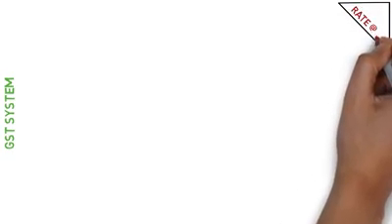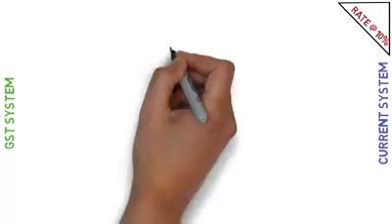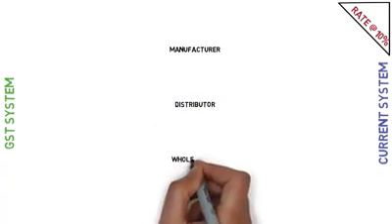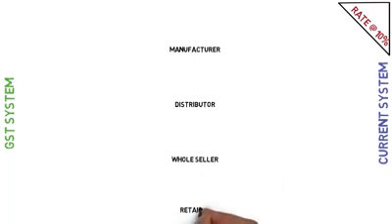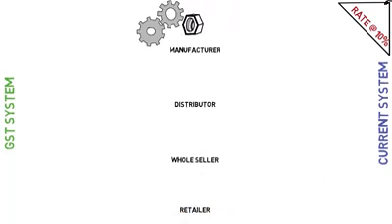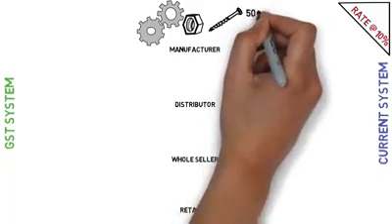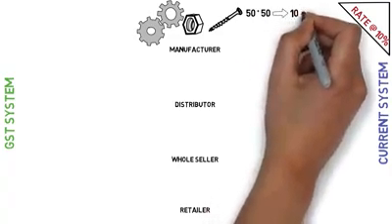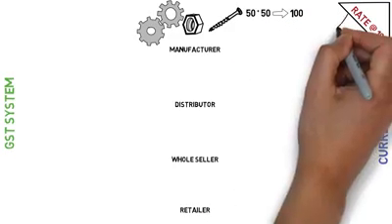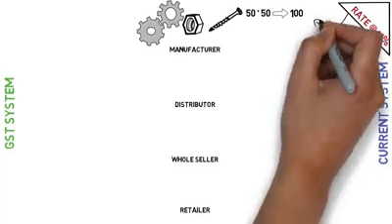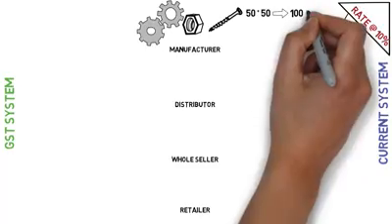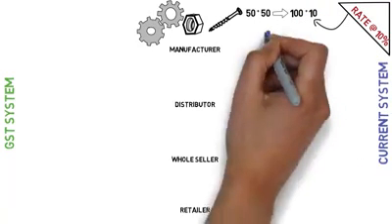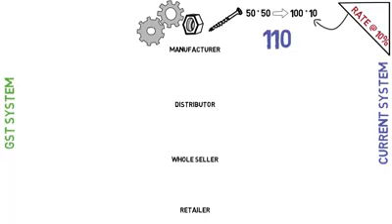Consider a simplified tax rate of 10% at each level. There are generally 4 levels: manufacturer, distributor, wholesaler and retailer. The manufacturer buys raw material, let's say of rupees 50, and manufactures the product, which adds 50 rupees of value to it. So the product becomes 100 rupees. For selling this product, he needs to pay 10% tax, which is 10 rupees. So the cost of the product for the distributor is 110 rupees.